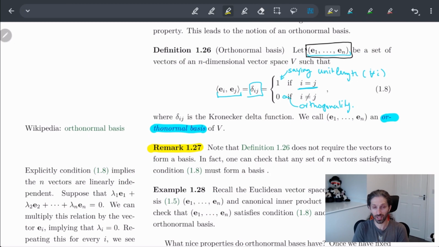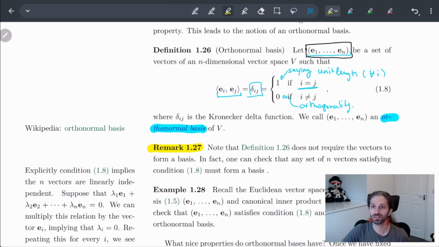Because you can actually check, using this definition and this inner product, that these vectors are in fact a basis. So we don't actually need them to start off being a basis. They just need to be some set that satisfies these properties, and we're good to go. So it's kind of nice in that regard.